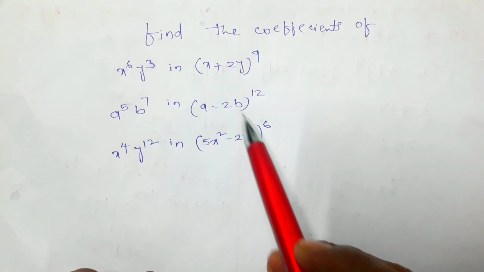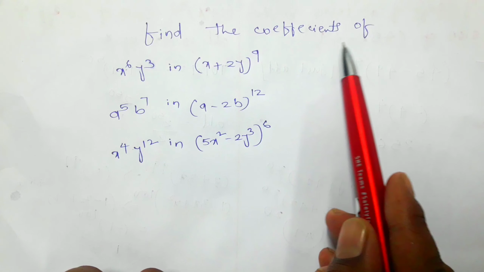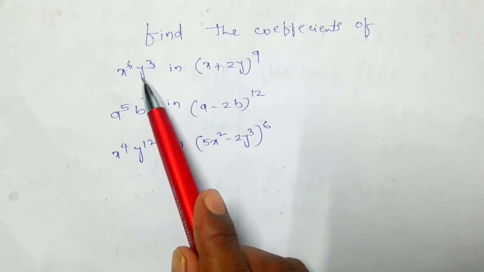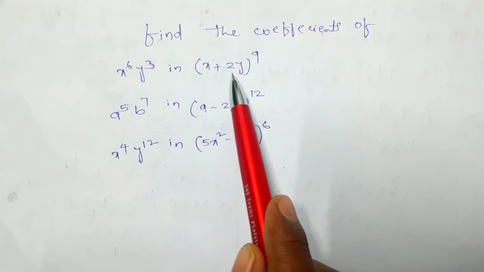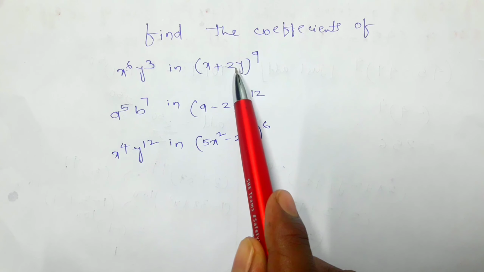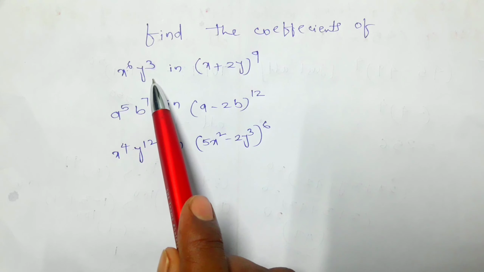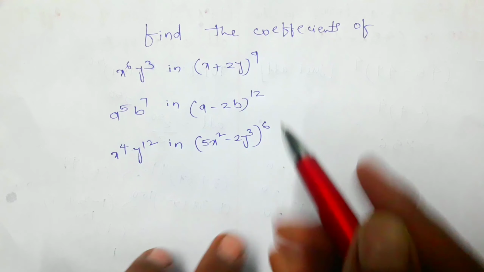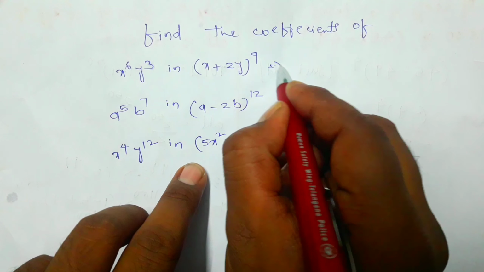See the question. Find the coefficient of x power 6 y power 3 in the expansion (x plus 2y) whole power 9. Here you have to find the coefficient of x power 6 y cube in the expansion (x plus 2y) whole power 9. See the solution of the first one.